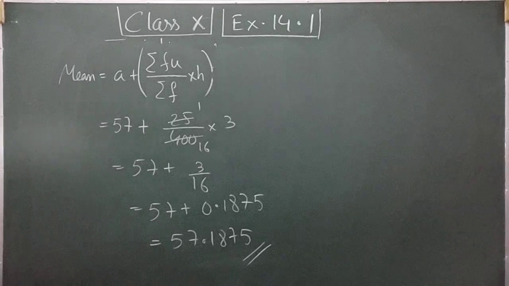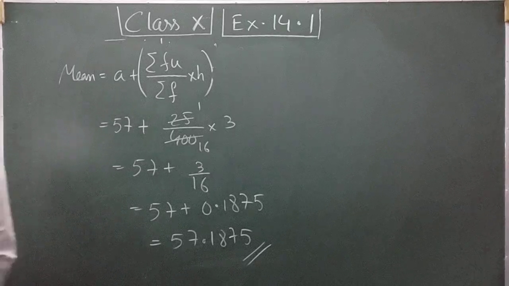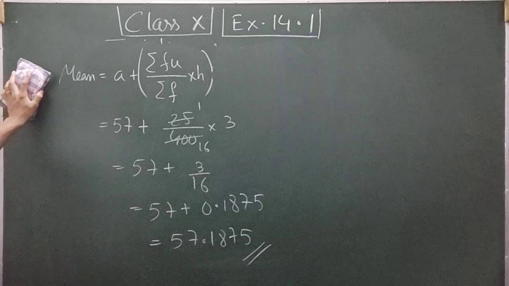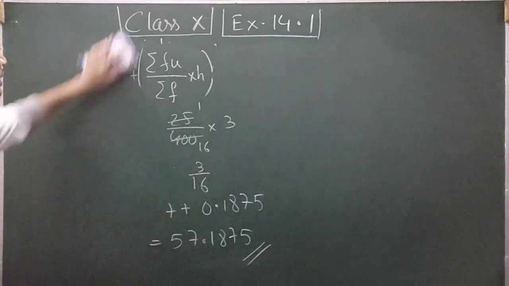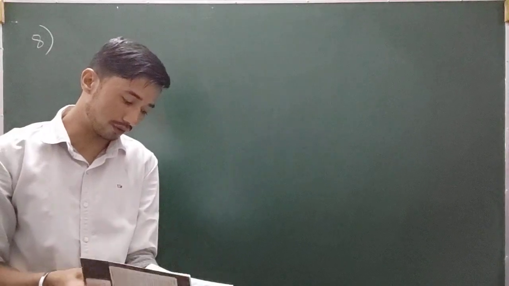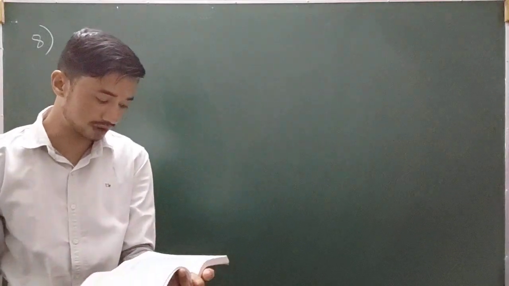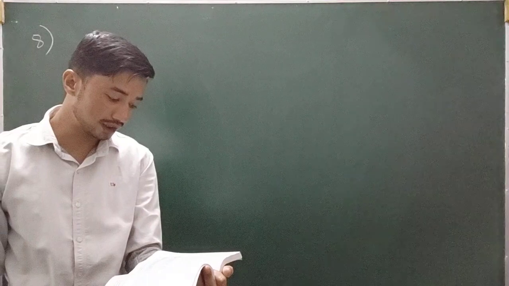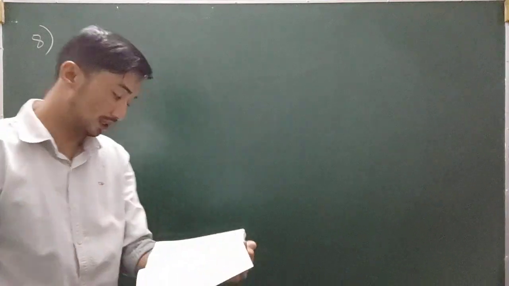Let's move on to question number 8. Finished? Rubbing. Question number 8. Question number 8 is: a class teacher has the following absentee record of 40 students of a class for the whole term. Find the mean number of days a student was absent.